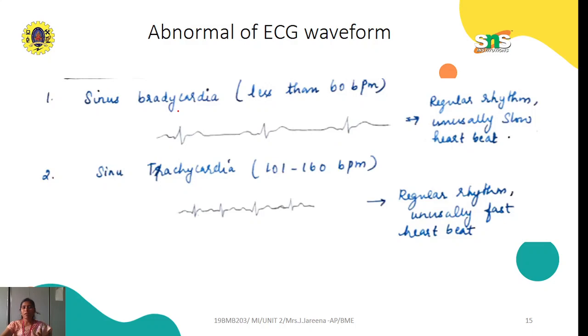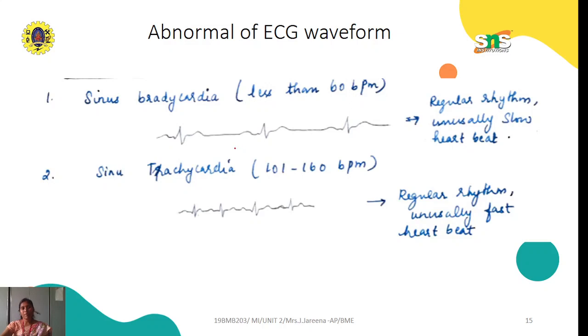Sinus bradycardia is this type of ECG waveform. You have a regular rhythm, but the heart rate will be very low, that is less than 60 beats per minute. It means that in the ECG waveform, one cycle will be followed by the next cycle with a very wide distance. In place of 70 beats per minute, the person will have less than 60, either 40 or 50 beats per minute. It means that your heart is pumping very slowly.